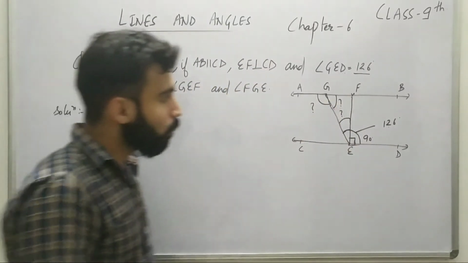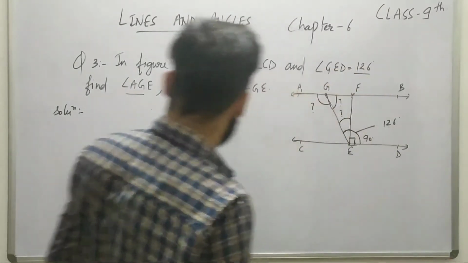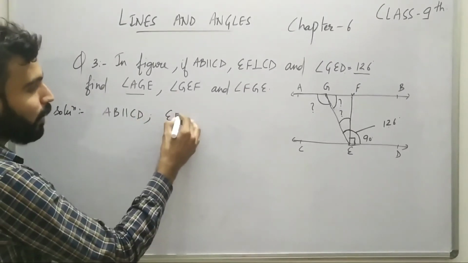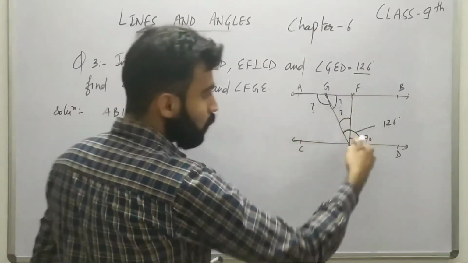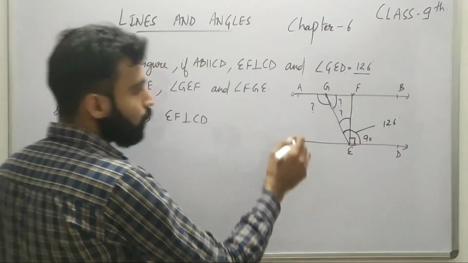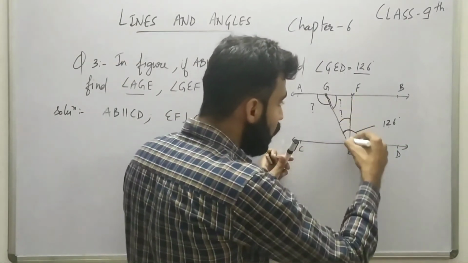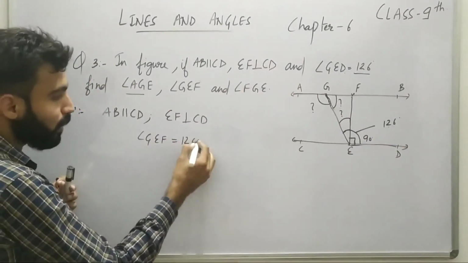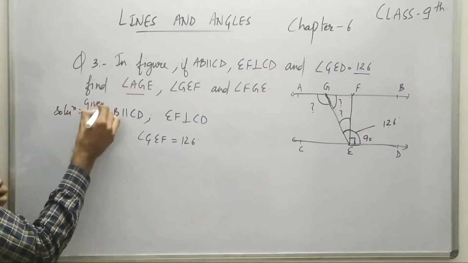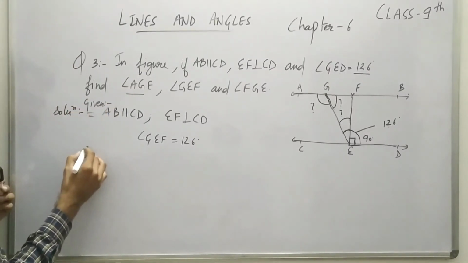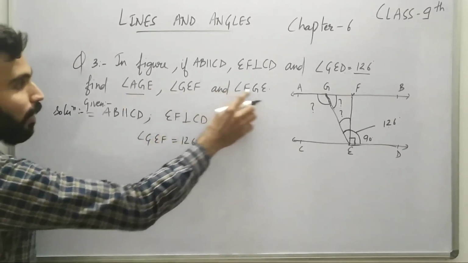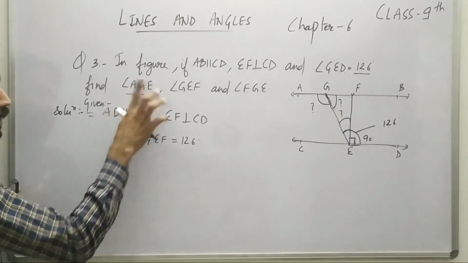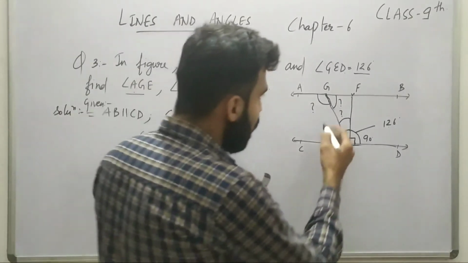So the first step is we know that AB is parallel to CD. It is given to us. And further also given that EF is perpendicular to CD, right? Now you can see here that angle GED is equal to 126. So this is all that is given to us in the question, right? Now what we have to find out is angle AGE, GEF and FGE. So we are going to move step by step. First, I'm going to find out angle AGE, right? So how to find angle AGE?